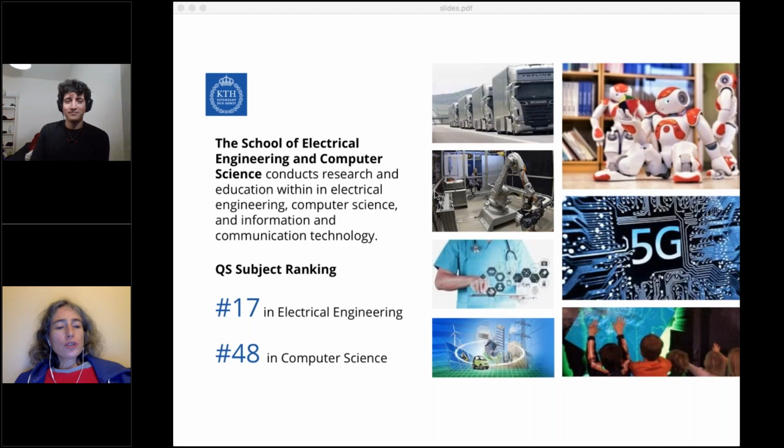Okay, just to note as well that the School of Electrical Engineering and Computer Science has a QS subject ranking in electrical engineering of 17, and it's 48 in computer science. So you can see we're a relatively highly ranked department with lots of different research efforts going on, as you can see from the pictures here.